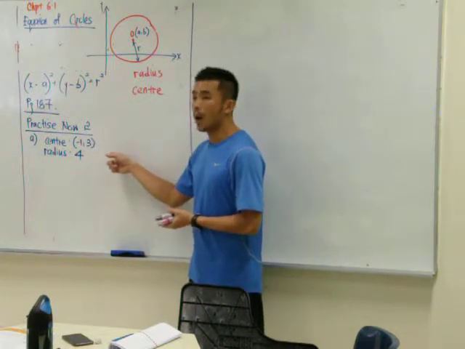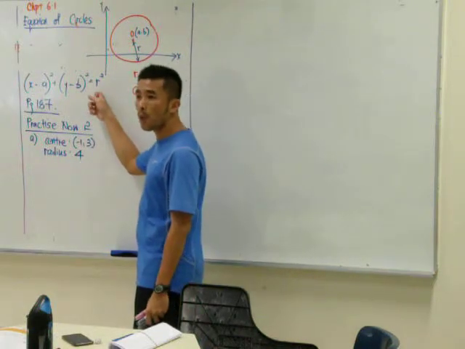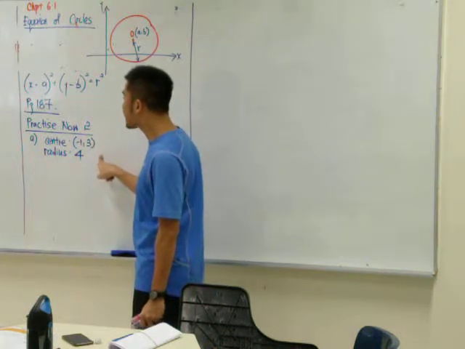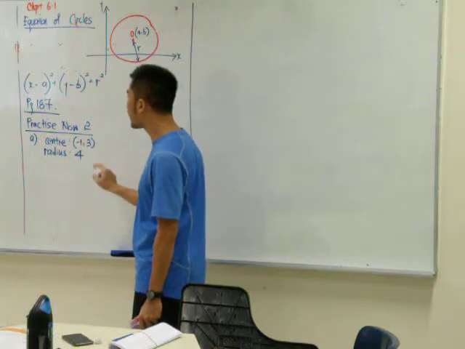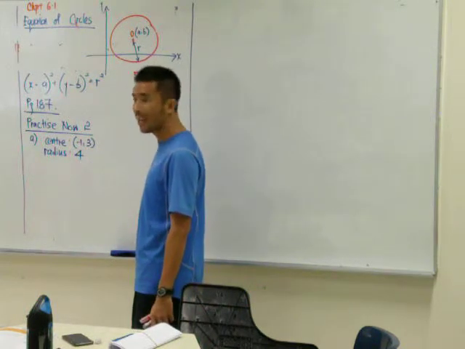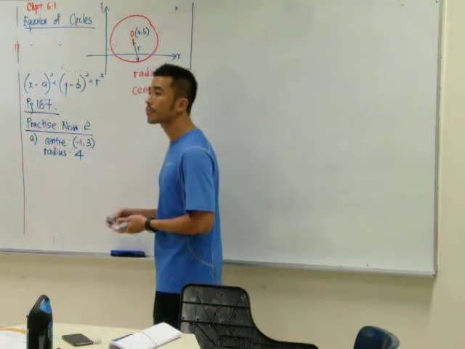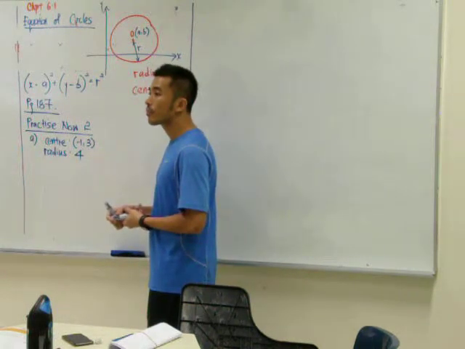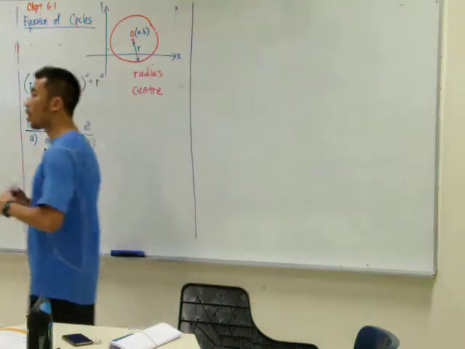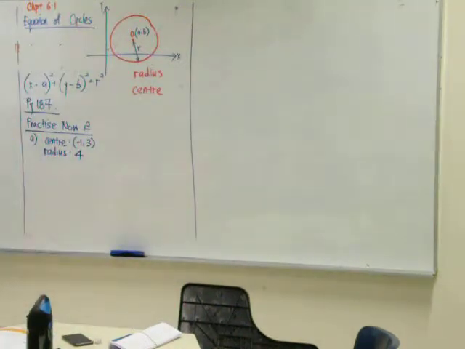Now, based on whatever we have done so far, this is the example given to us. The center is -1 and 3 and the radius is 4. Can you form the equation of the circle by yourself now? Zhenyu, can you write down for me how? Using this as a reference. No, just read out. The question is here already.